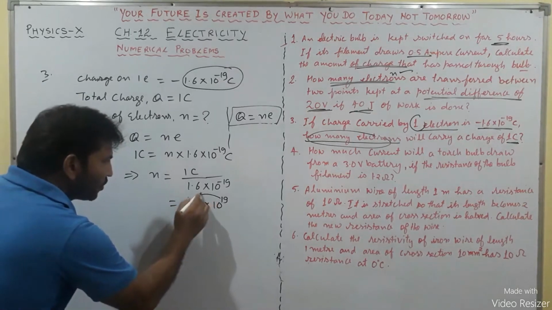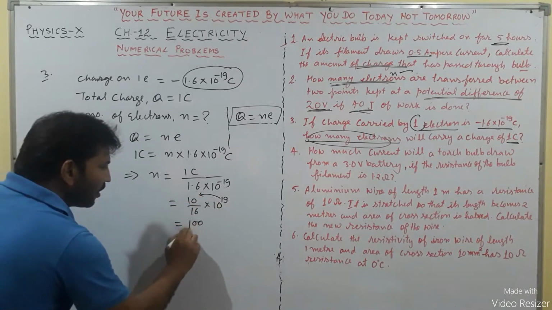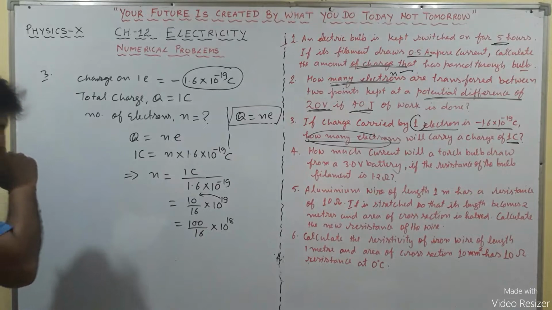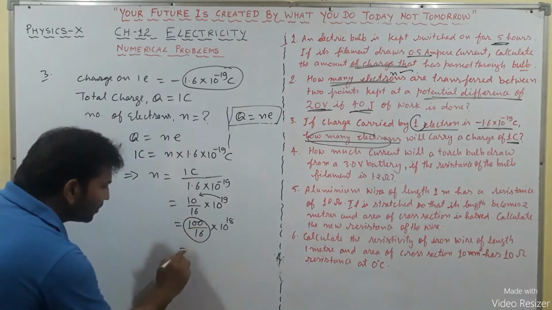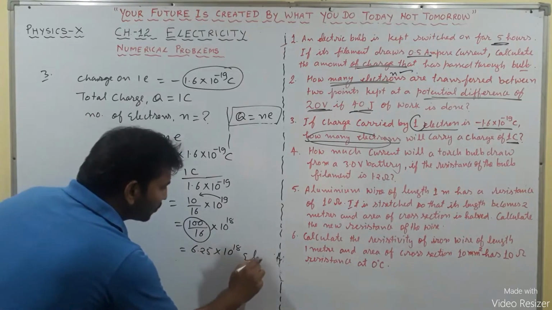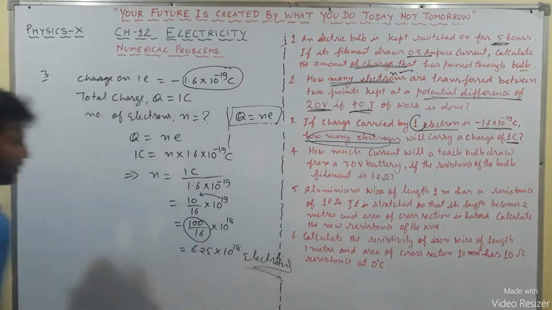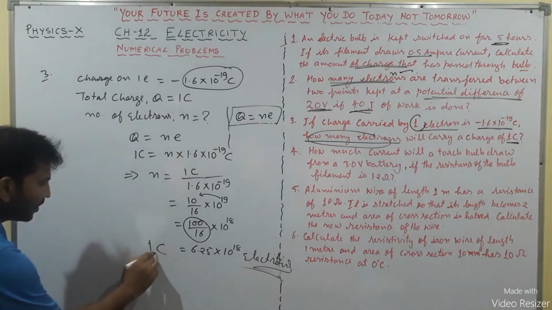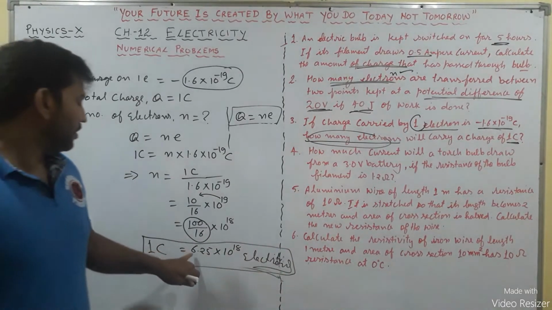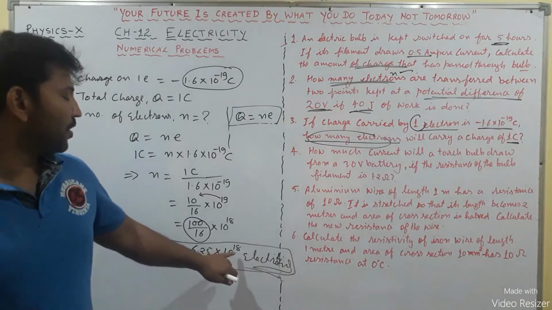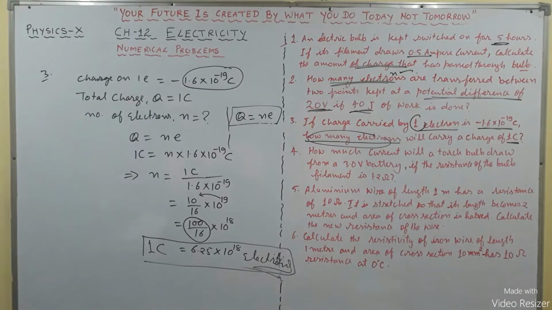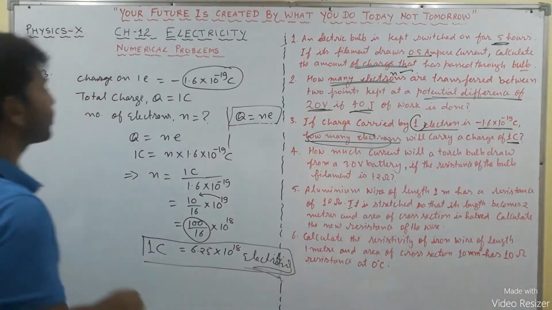And taking 10 from here, you will get 100 upon 16 into 10 raised to power 18 electrons. Or by solving this fraction, you will get 6.25 into 10 raised to power 18 electrons. That means 1 coulomb is the charge which is acquired by 6.25 into 10 raised to power 18 electrons. I think it is clear to you. Let us move on to problem number 4.